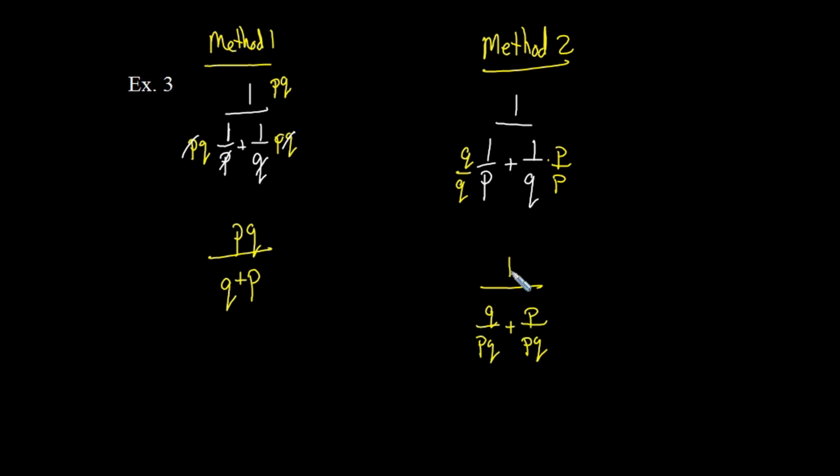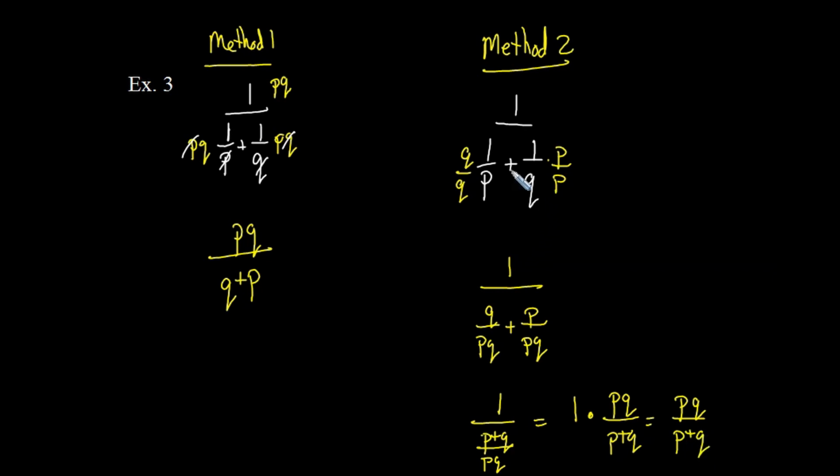Now we will multiply by the reciprocal of this fraction. So this ends up being p plus q over pq, and then we'll take 1 times pq over p plus q, and you can see that we end up with the exact same expression. It just took us a few more steps to get there.